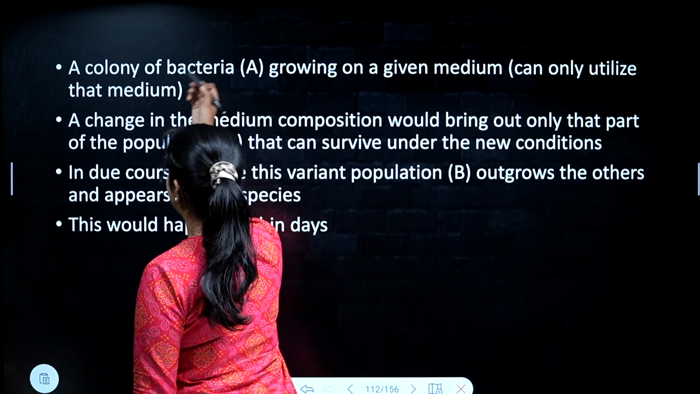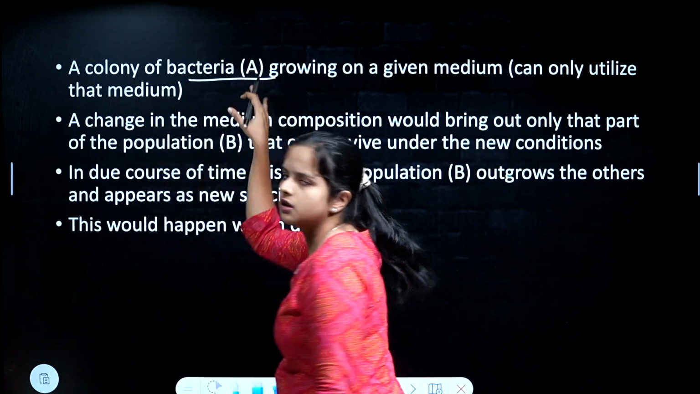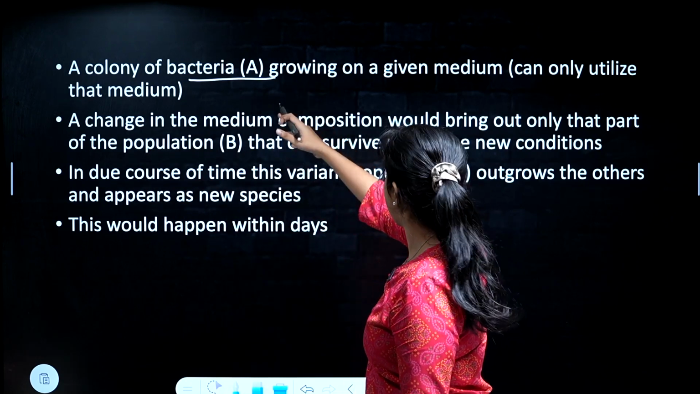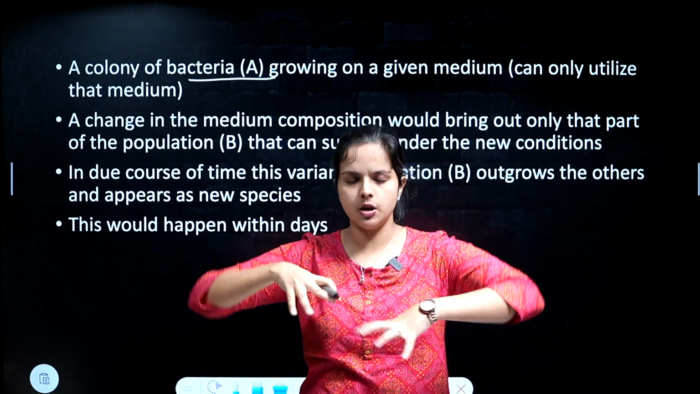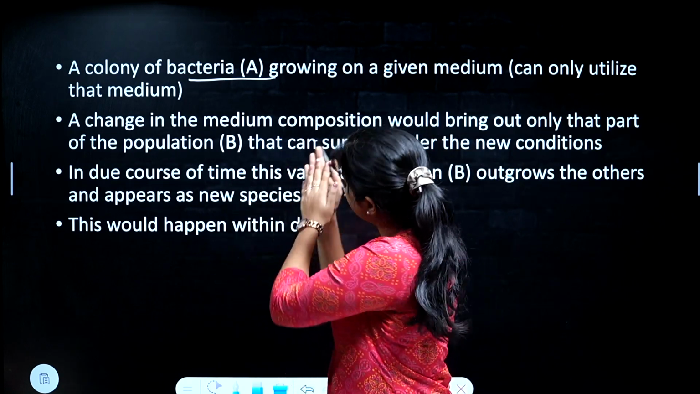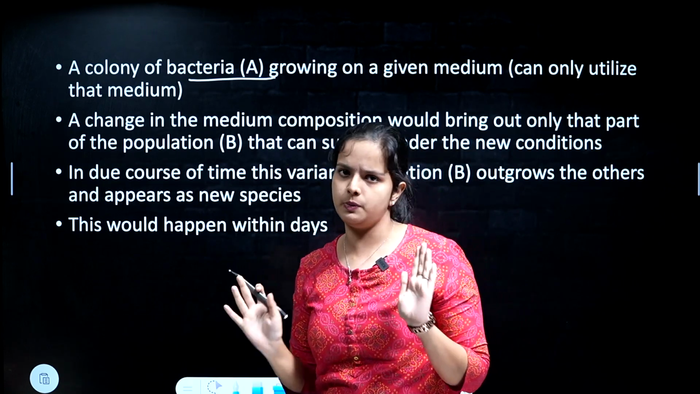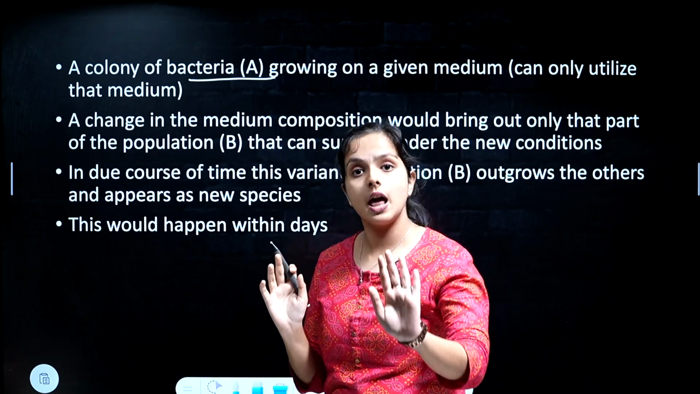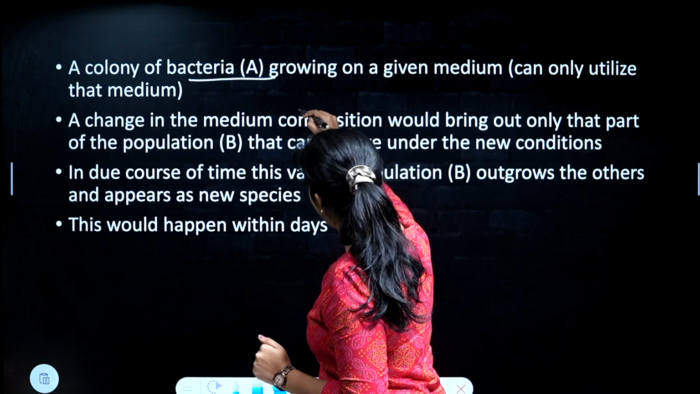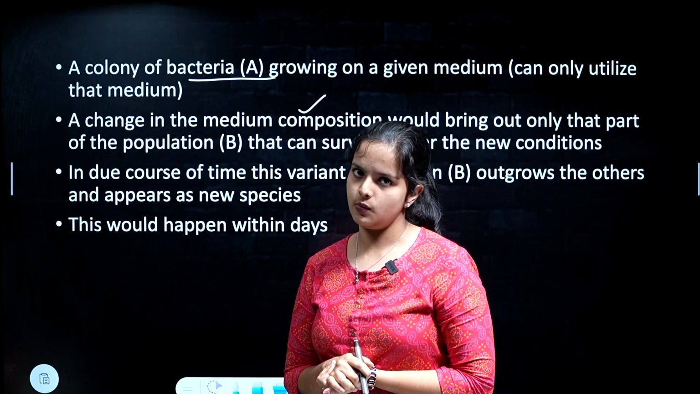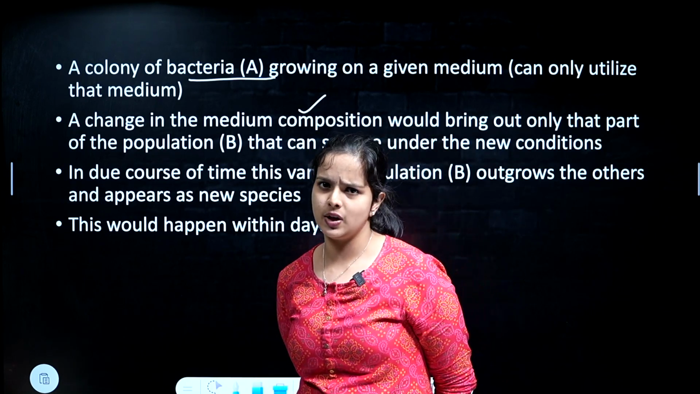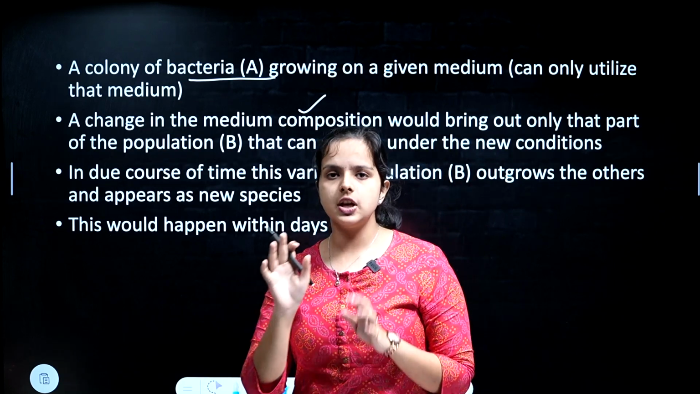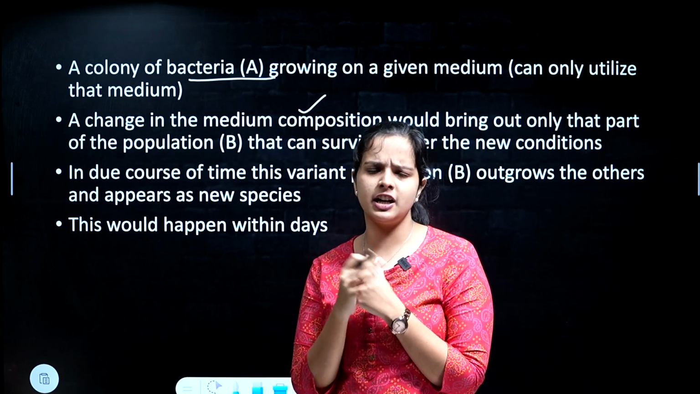A colony of bacteria A. So A is a particular colony of bacteria. A colony of bacteria A was given a particular condition, a particular medium, and that bacteria A was growing without any problem. It was happy, it was growing, it had no problems, everything was fine. What happened next? I changed the medium composition. I was like, it's so boring, the bacteria is having a very good life. Let me just change the medium composition. I changed some ingredient of the medium.